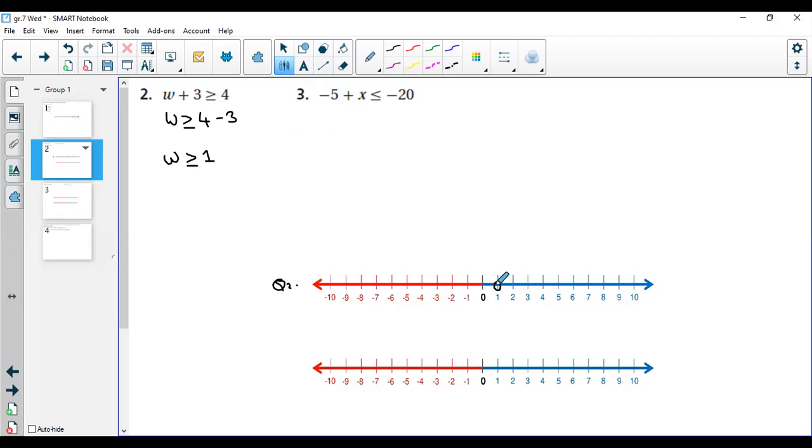Now, am I going to shade this circle? Yes, I am, because it says W equal to 1. Greater or equal to, which means it can be 1 too. So from there, we draw the line, arrow to the right side. And don't forget to put the arrow sign as greater.